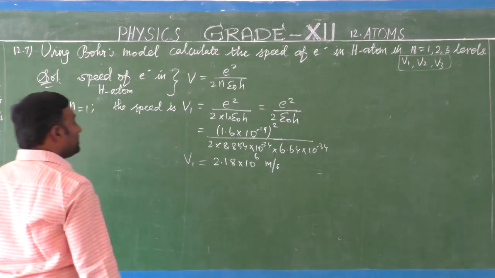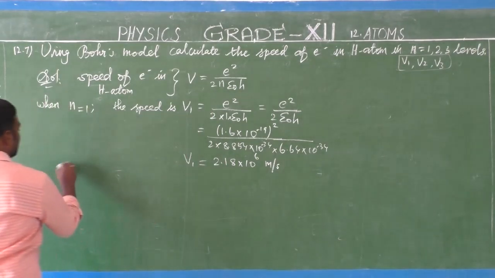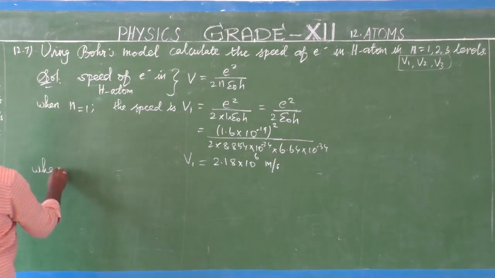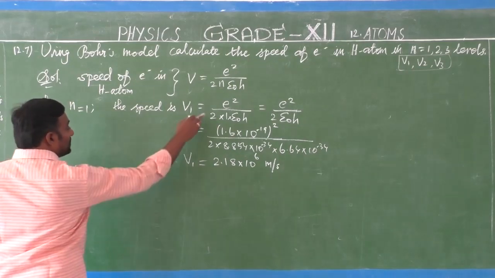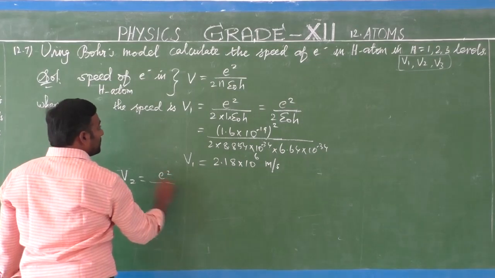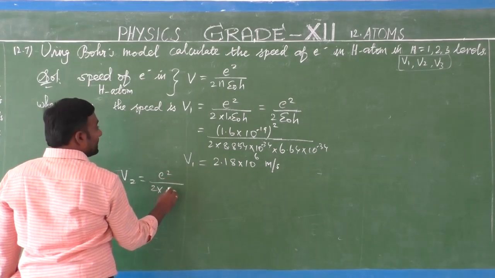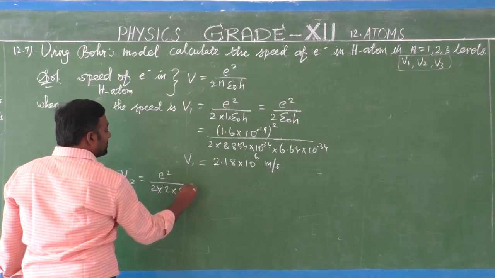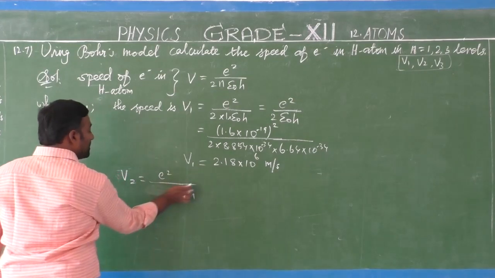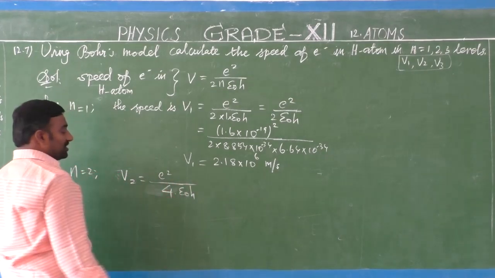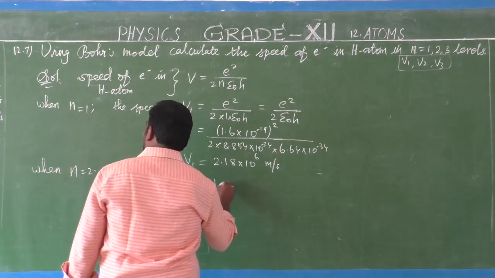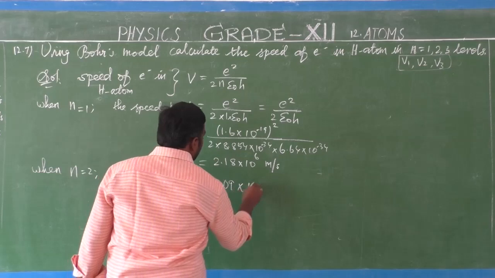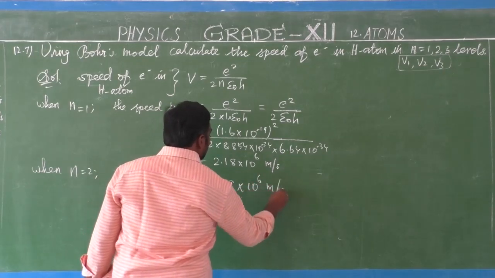Similarly, we can determine the velocity in the second level. When n is equal to 2, the speed v2 is equal to, what is the common formula? e square by 2 into 2 epsilon naught h. So 2 into 2 becomes 4, so 4 epsilon naught h. After substituting all the values, the final speed would be 1.09 into 10 to the power 6 meter per second.